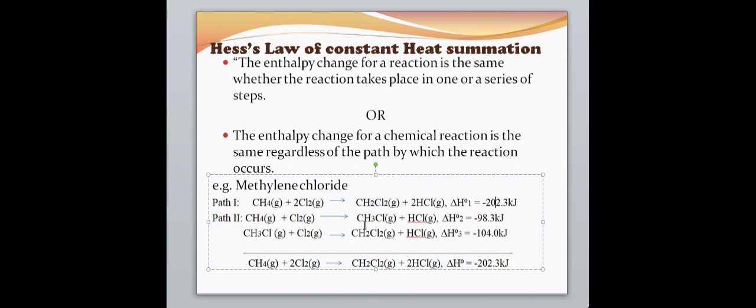It forms methyl chloride in this case, and then eventually methyl chloride gives methylene chloride. So look at this, minus 98.3 for this first step, and for the second step it is minus 104, but when you add, it becomes same as this one, that is minus 202.3 kilojoules, and this one is same. So you understood. So irrespective of the path that is taken, the enthalpy change remains same.